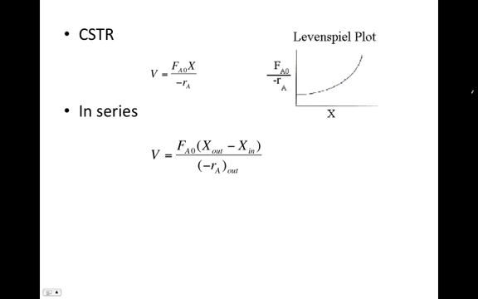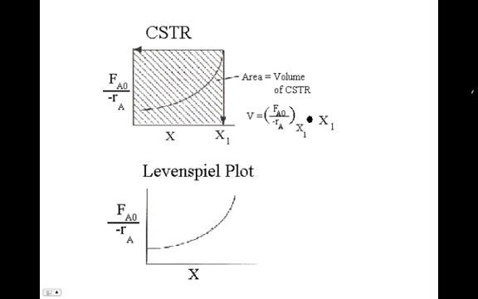So a good way to do that is a Levenspiel plot, where we'll plot X versus FA0 over minus RA. Our reasoning for this is that the conversion multiplied by FA0 over minus RA is equal to the volume. In this first image here, you can see that the volume necessary to achieve a conversion of X1 will be X1 multiplied by FA0 divided by minus RA at X1.